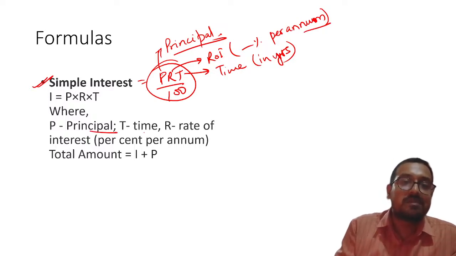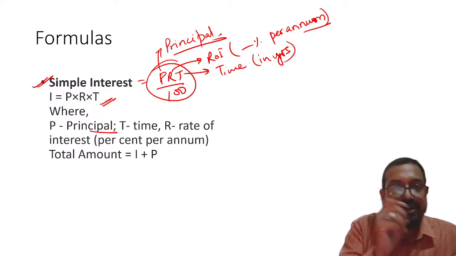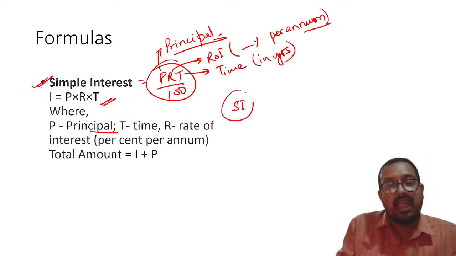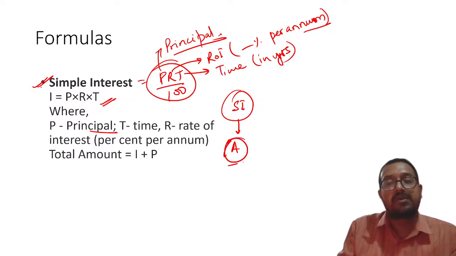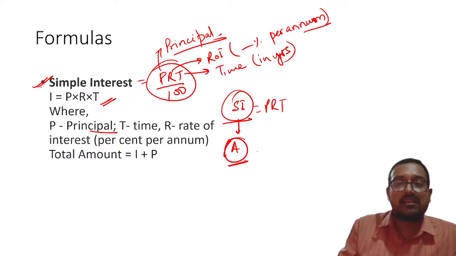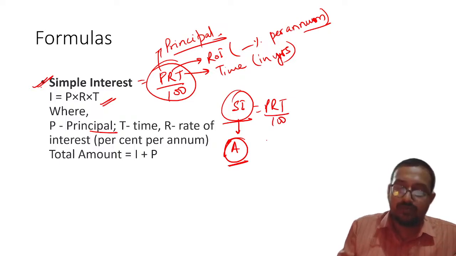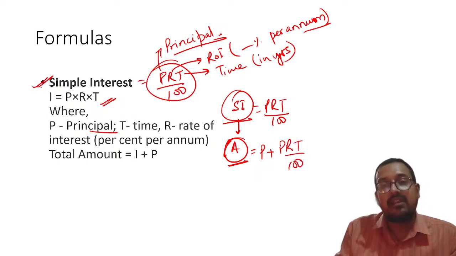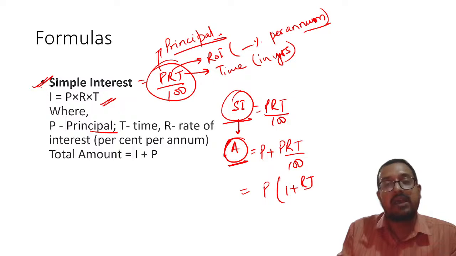Understood? Please remember, this is extremely important. Whenever you approach a simple interest question, first you will find SI using PRT upon 100, and once you have found SI, then you will go for finding the amount. Amount will become principal plus PRT divided by 100, that is equal to P into 1 plus RT divided by 100. I hope all of you agree with this.